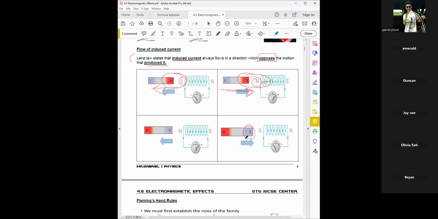If the south tries to go in, this induced current will oppose the motion producing it. Same thing for this one as well. If this was south, and I try to leave, this induced current will oppose the motion producing it. Take some time to look through these diagrams. It's relatively important.